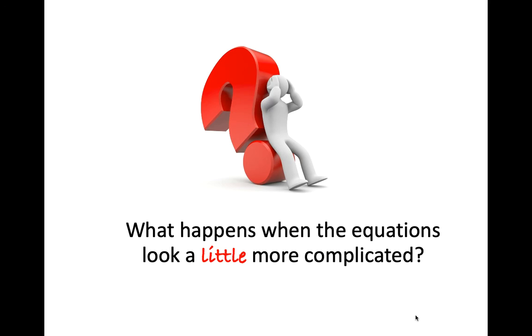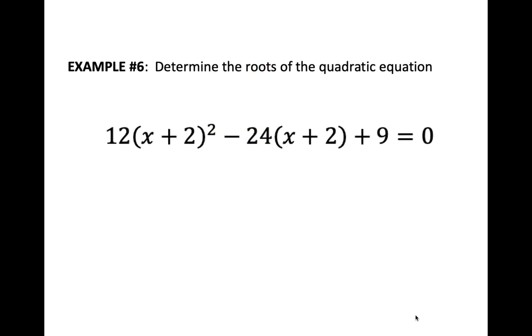Now, this is the new stuff. What happens when the equations look a little more complicated? What about when it looks like this? When you first look at this, you think, oh my goodness, this is really complicated. Am I going to have to expand this and simplify it? Well, take a look. You've got x plus 2 squared. You don't have to worry so much about the 12. And then you've got x plus 2 by itself. And then you've got numbers without it.